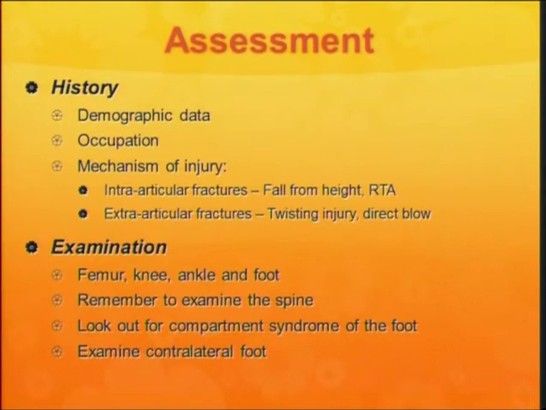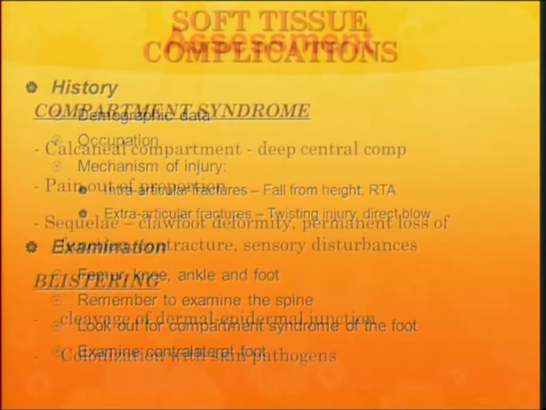So coming back again to the very basics, taking a basic history, finding the occupation and the mechanism of injury is very important, because these are all very valuable markers to the eventual prognosis of the patient. We all know this. You're all very senior surgeons in the room, and you've seen this lots of times. But examination of the femur, knee, and the spine as a result of the mechanism of injury is very, very important.